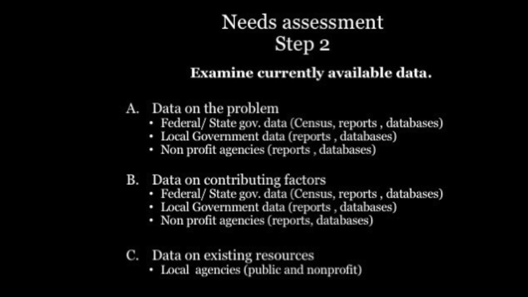For this, we can get federal and state government data, we can get the census, we can get reports, we can get databases from the federal government. We can also look at local government data, reports and databases that they have, like community agencies or nonprofit agencies as well. They may have reports they've written about the community, or they may hold databases on community problems. The second part of data that you have to look into is data on our contributing factors, right?